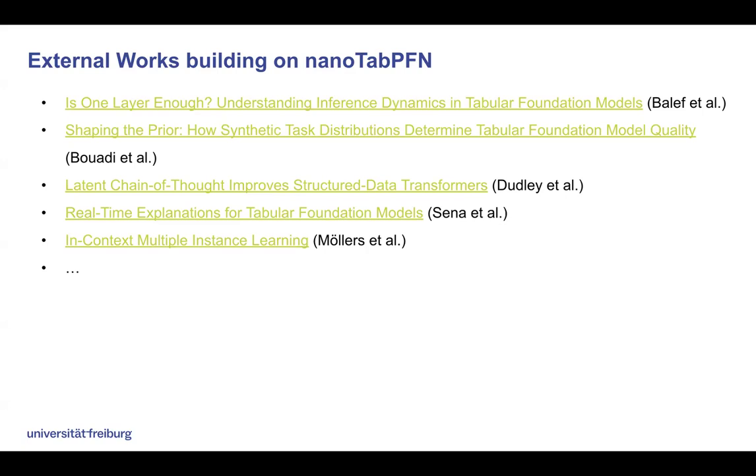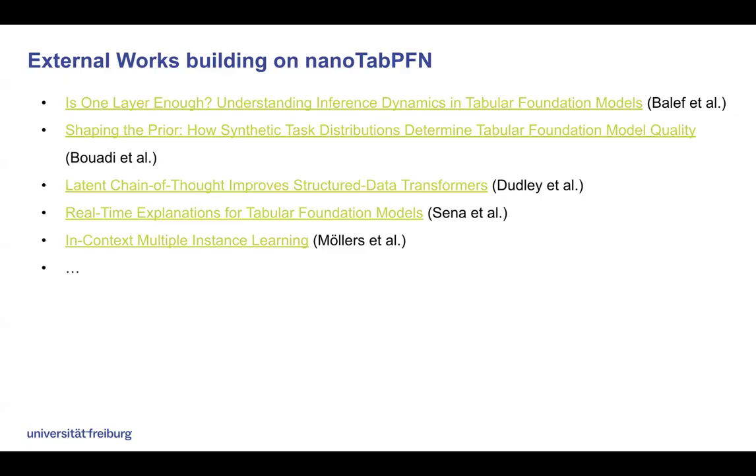Then there's one about latent chain of thought and how this improves structured data transformers. I think this is similar to the idea of Coconut in LLMs, where you don't discretize the output for the next iteration in your chain of thought, but instead you use the continuous values of the embeddings. Then we had real-time explanations for tabular foundation models. There they looked into creating a version of nanoTabPFN, which also directly outputs the SHAP values, the Shapley values for feature importance.